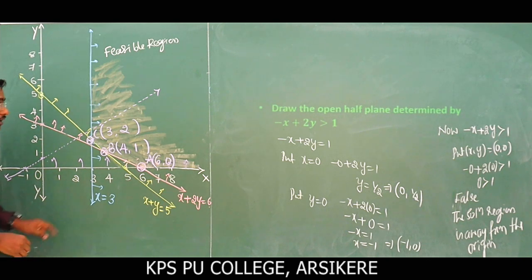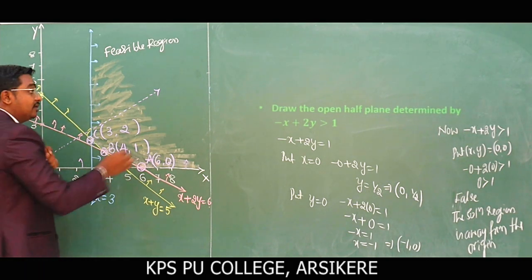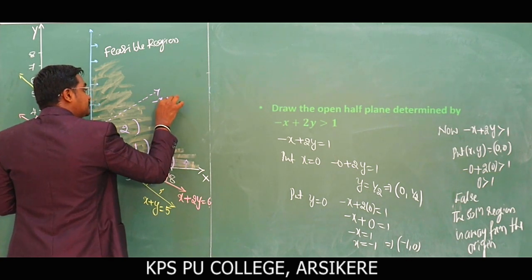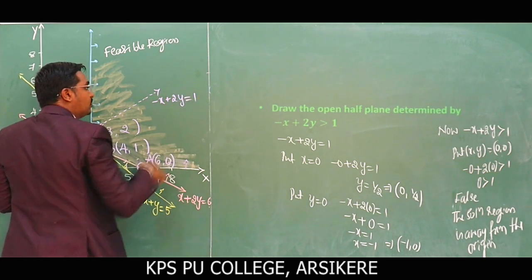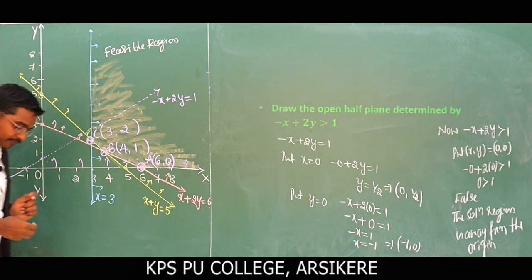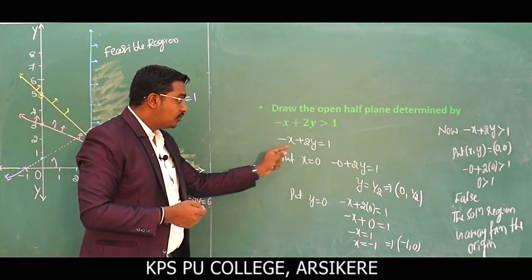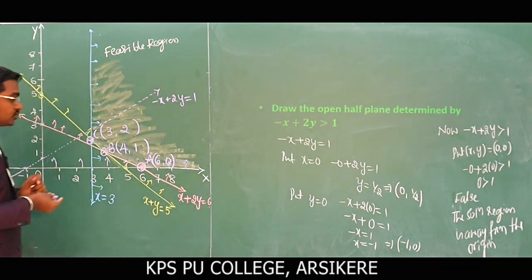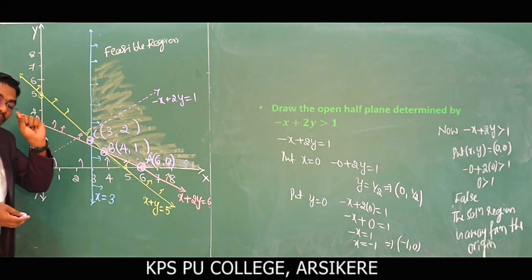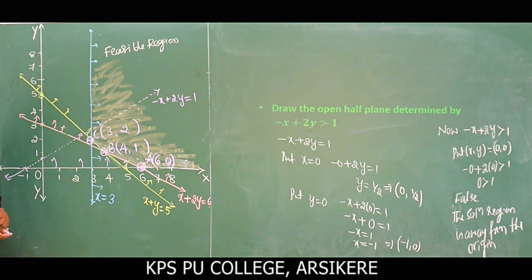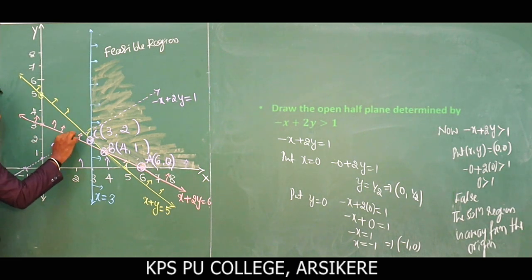What is the inequality here? Minus x plus 2y is greater than 1. So the corresponding equation here is minus x plus 2y is equal to 1. What is the next step here? Next step, we need to draw the solution region. When I substitute x is equal to 0 and y is equal to 0 in this inequality, the inequality becomes false, and the solution region is away from the origin. This is the origin. Away from the origin means the opposite side of the origin. Here we draw an arrow mark.